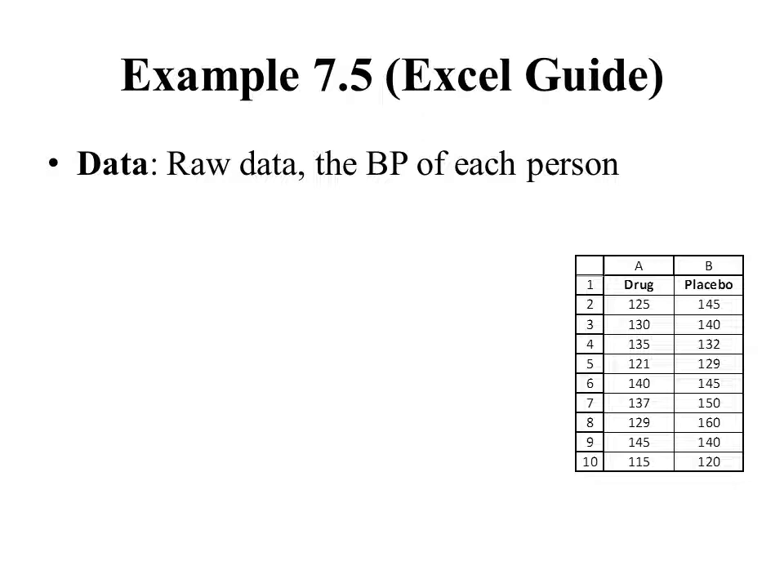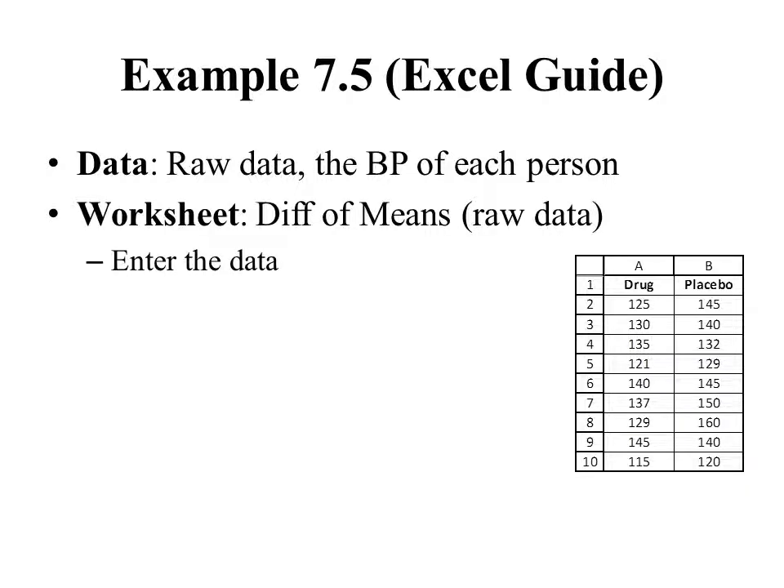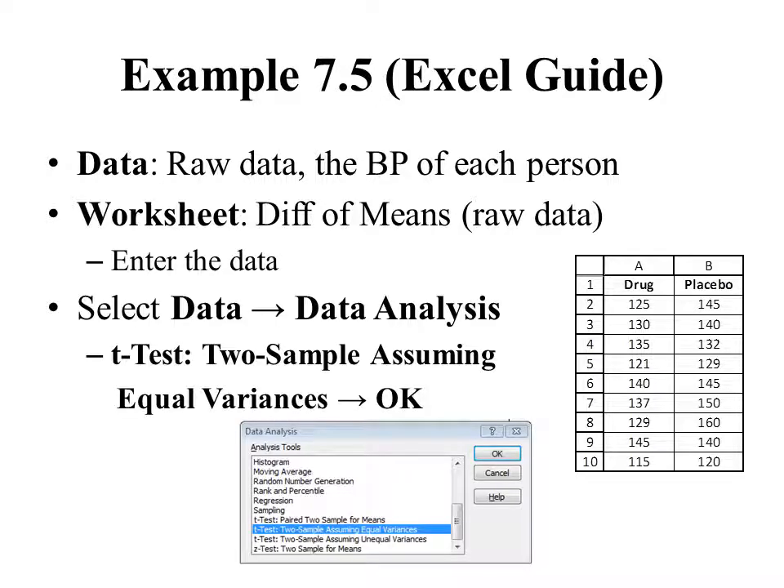So when we have raw data, we can use some built-in commands in Excel to do our t-test. If we go to the worksheet difference of mean in the Chapter 7 workbook, this worksheet is going to be blank, and that's because we're not using any formulas that I've built. We're going to use some built-in formulas in Excel. First thing you want to do is enter the data just like it appears here. Put the data for the people on the drug in column A and the placebo in column B. So enter it just like you see it.